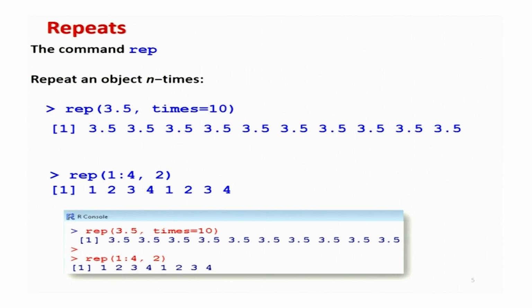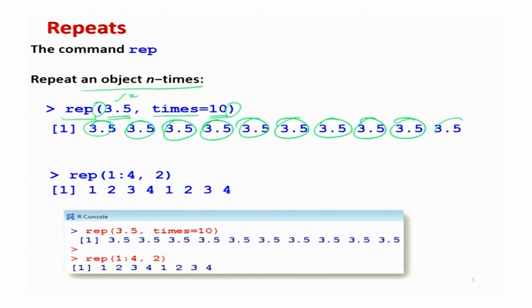First let me show you how you can use the rep command to repeat an object small n number of times. Suppose I want to repeat a value 3.5 ten times. I will write rep and within the parenthesis I will write the number 3.5 which I want to repeat, which is over here x, and then I will use the command times equal to 10. You can see that this will repeat the 3.5 value 10 times: 1, 2, 3, 4, 5, 6, 7, 8, 9, 10.